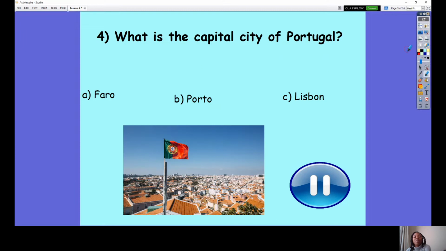Question number 4. Now this links back to the very first lesson we did in geography. What is the capital city of Portugal? Is it A, Faro, B, Porto, or C, Lisbon? What is the capital city of Portugal? Pause the video to answer the question. The answer is C, Lisbon is the capital city of Portugal.